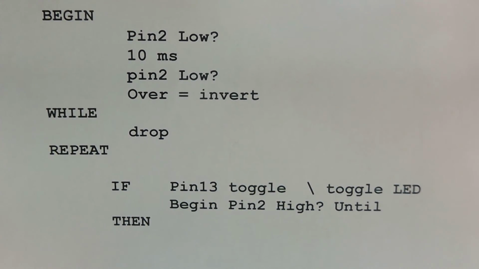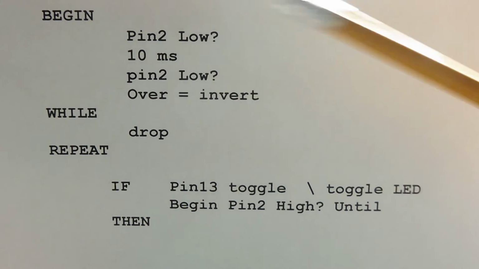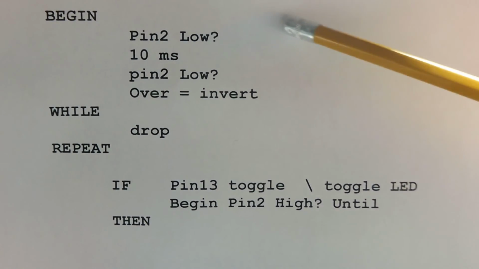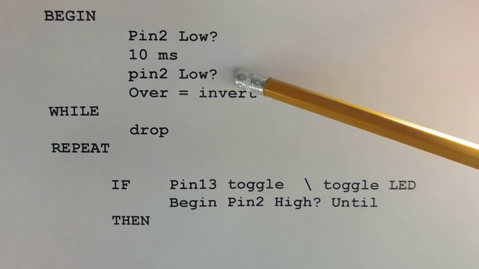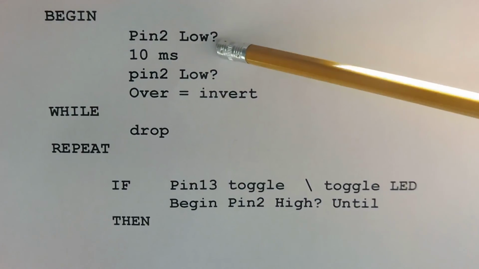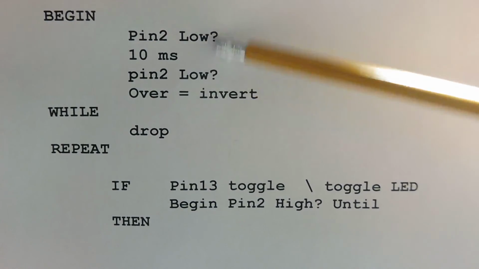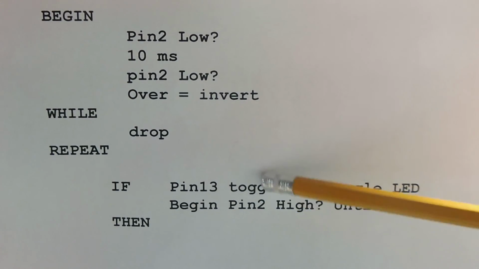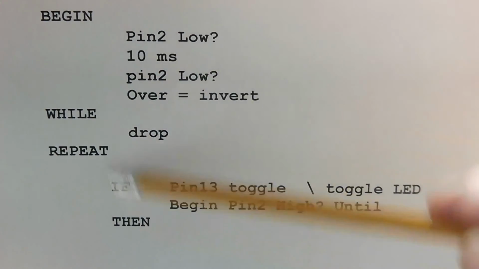Now say we had a contact bounce that was more than 10 milliseconds. So the first time it comes through, it will get a low. So you get a 1, waits 10 milliseconds, and then say you get a high. So they won't be the same. So it will repeat and go back and try it again until it gets 2 in a row of the same. Then it will continue on and toggle the LED and repeat the process all over again.